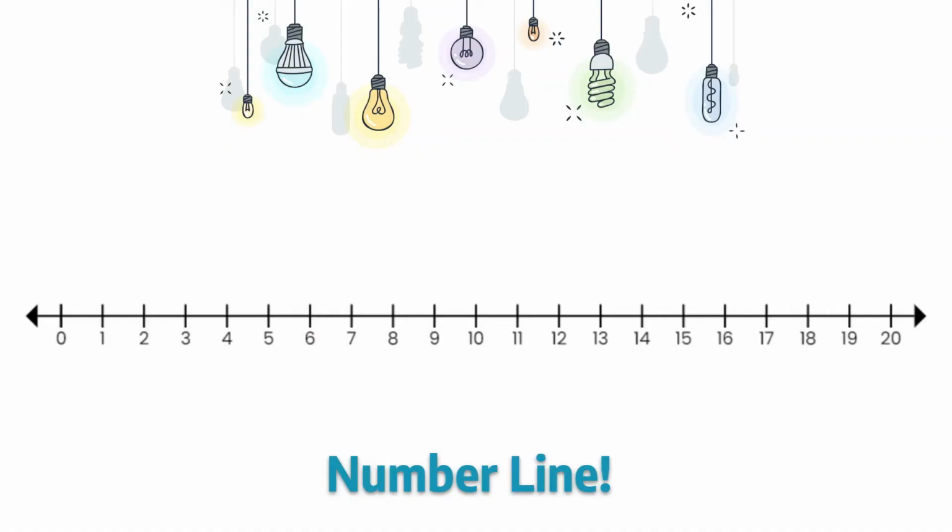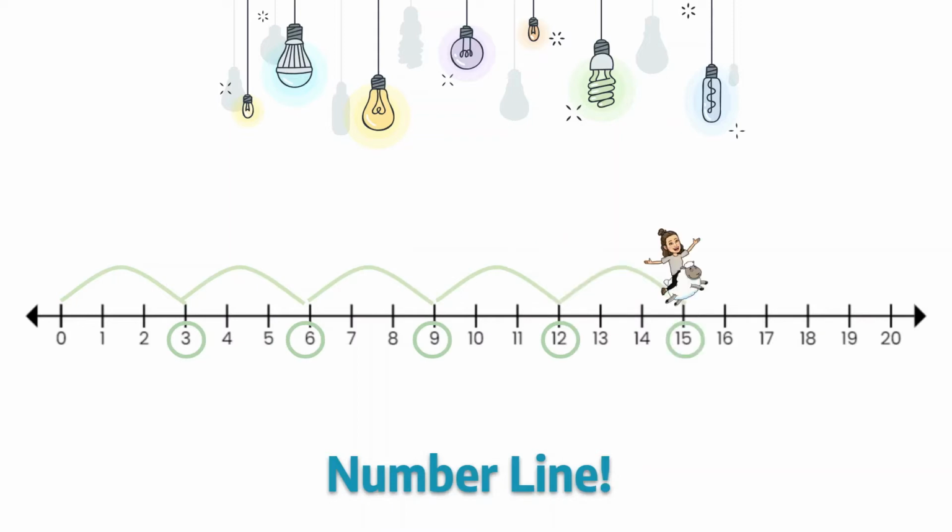Let's see it in a visual way on the number line. Let's first skip count by threes. 3, 6, 9, 12, 15, 18. I'm going to stop there because my number line's ending.